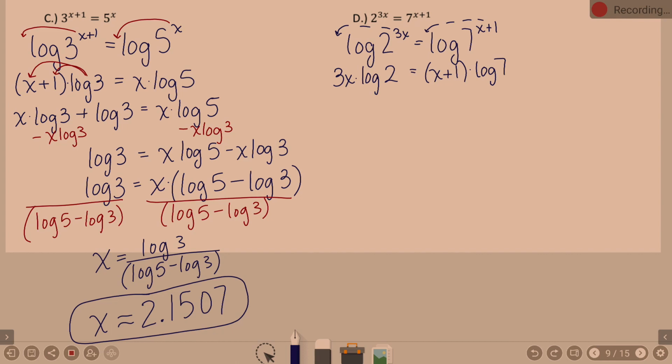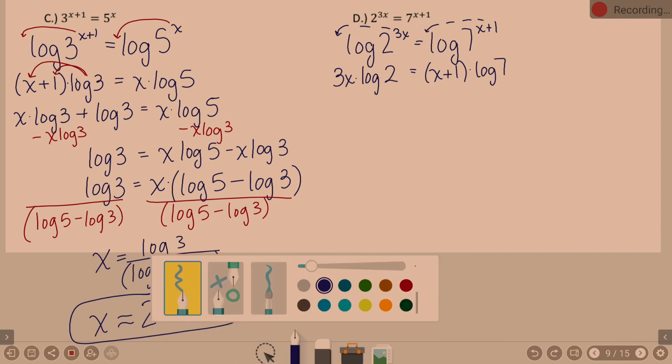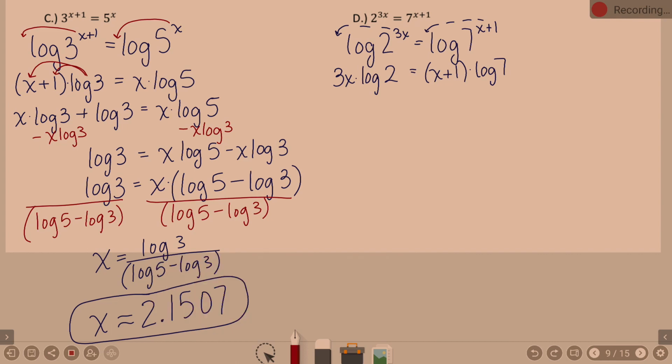Okay. This example is similar to C in that we had exponents on both sides, x on both sides. Thoughts of where to go next? Okay. In order to get the x on both sides, there's technically multiple ways you can do it, but what I'm going to teach is that we're going to take this log 7 and distribute it to the x and to the 1. So then we'll just have terms that we can add and subtract around.